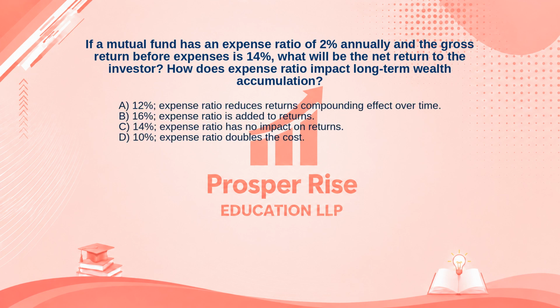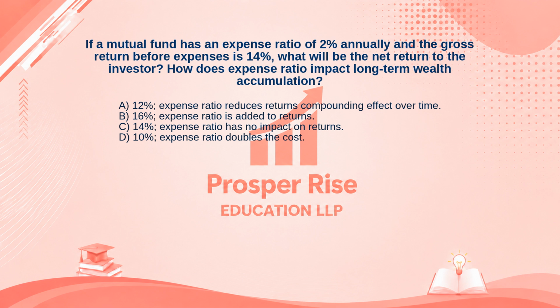Here are your options. A. 12%. Expense ratio reduces returns, compounding effect over time. B. 16%. Expense ratio is added to returns. C. 14%. Expense ratio has no impact on returns. Or D. 10%. Expense ratio doubles the cost. Take a moment to pause the video and decide.